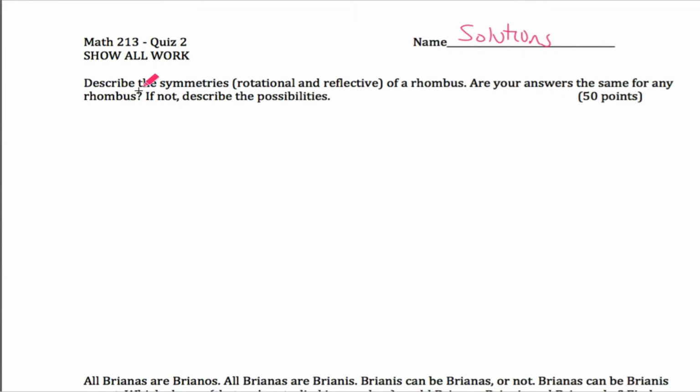All right, here are solutions for quiz 2 for Math 213. What we're doing in the first problem here is we're describing the symmetries, so rotational and reflective, of a rhombus. And then it gets at, are your answers the same for any rhombus? If not, describe the possibilities. What I'm getting at there is really, for the sake of symmetries, there's two different types of rhombuses.